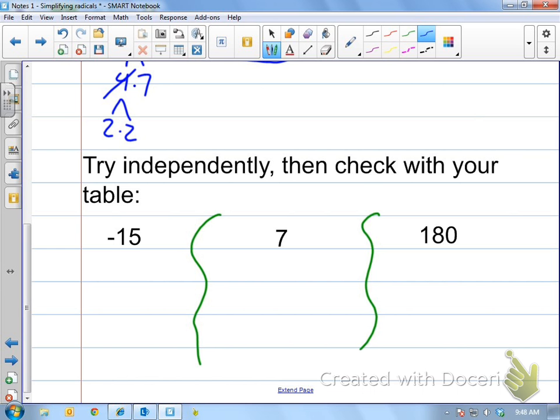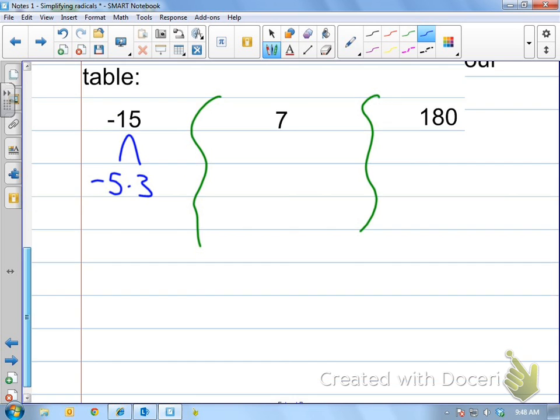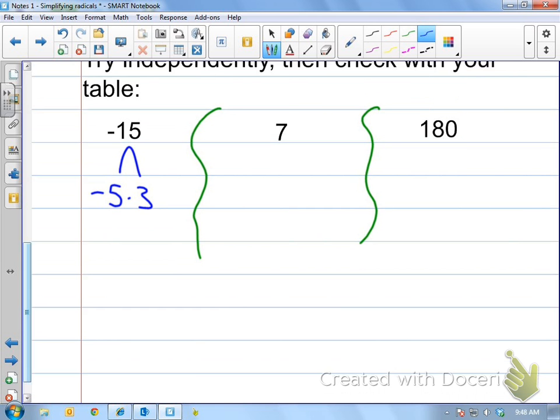-5 times 3. Does anyone have a different answer? -3 times 5. Okay, we could have -3 times 5. We could have 5 times -3. So these can all be written in slightly different ways and still be correct. Either one works. Both are considered correct.